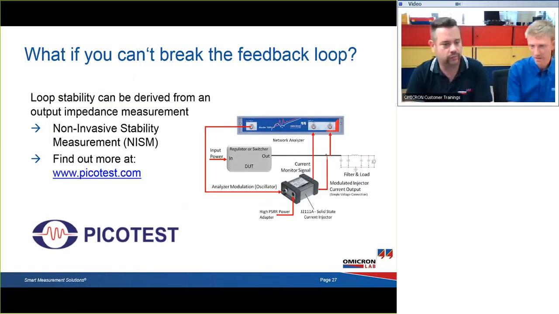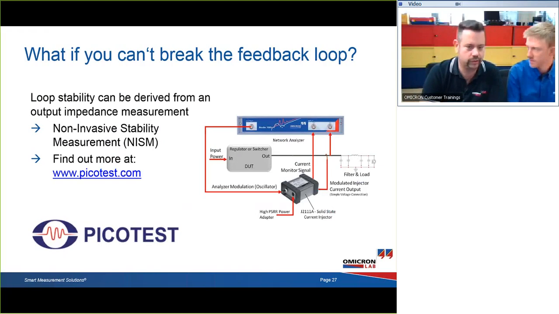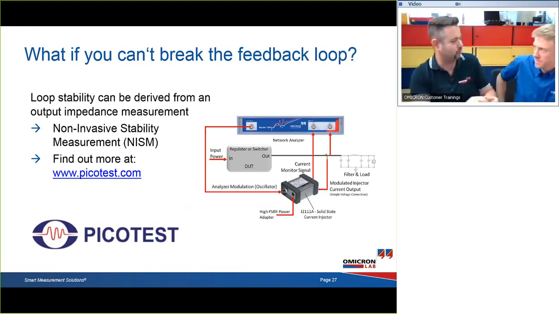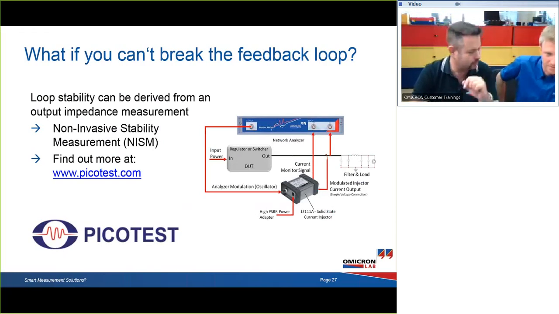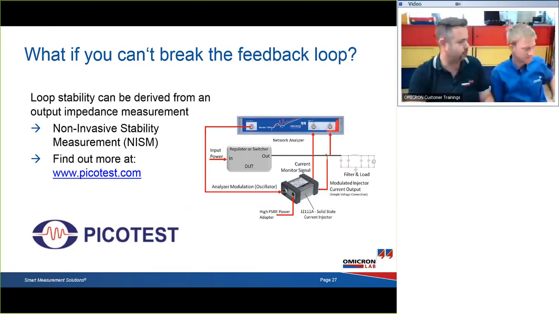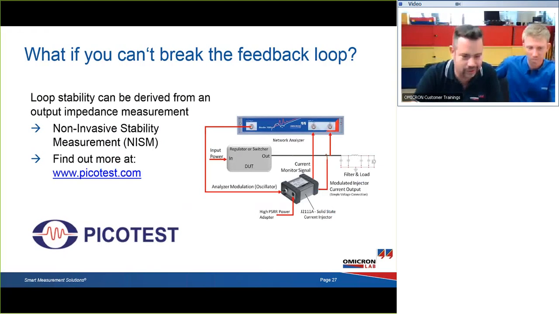There's one question you always have to ask yourself: what if you can't break the feedback loop? This can happen, for example, if you have integrated solutions, or if you already have a system installed. For example, Steve from Picotest always tells us the satellite example, where he measured power supplies inside the satellite already ready for launch, and he found out that some of them were unstable. But you cannot tell them, hey, I need to put in an injection resistor now. So always, if you have the possibility on a board, put in an injection resistor, even if it's 2 cents more of cost for the board, because then you can measure.